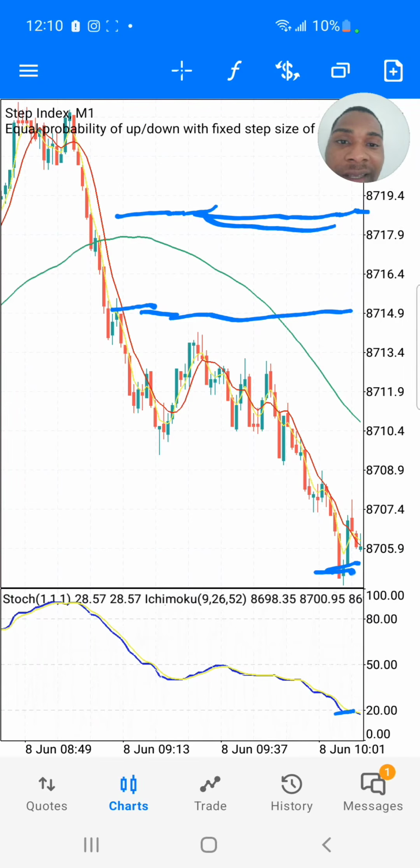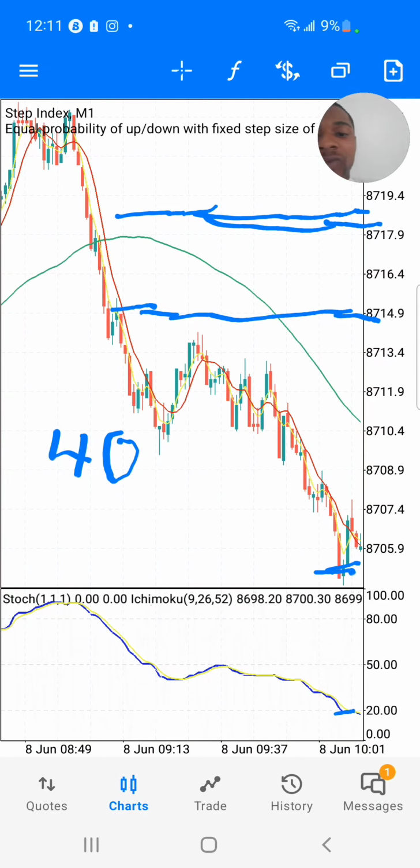Sorry, I'm mistaken, guys. Stop loss is at 8718 and entry is at 8714. So that is the difference of 4, right? You can check it, 8714 to 8718. If you subtract 8714 from 8718, your difference is 4. In step index, you don't call it 4, you just add a 0 to whatever figure you are getting there. So that is 40 on step index. So this is automatically 40.